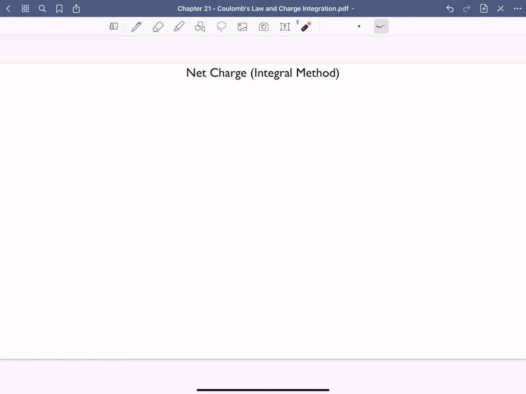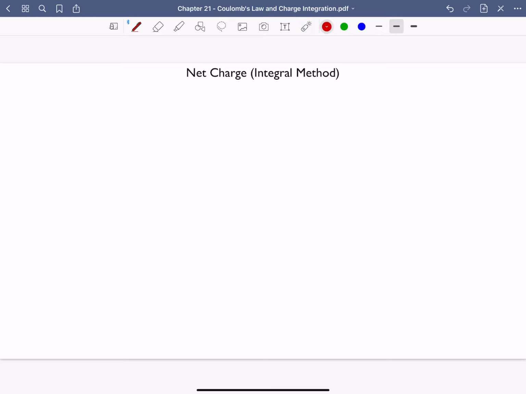Now, this is not in chapter 21. I include it here because I want to expose you to it before the book gets to it in the next chapter. And I want to introduce how physicists think about integrals and set up integrals in the context of finding the total charge on objects, and also doing it in the context of electric fields, which will happen in the next chapter. So let's get to it.